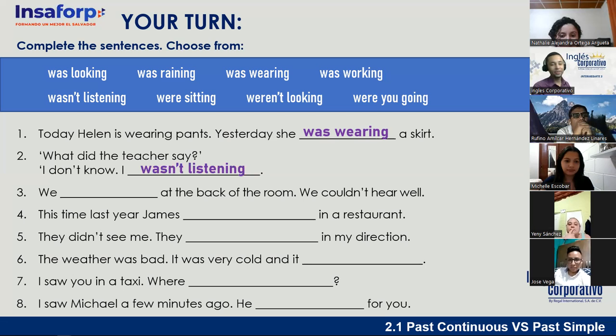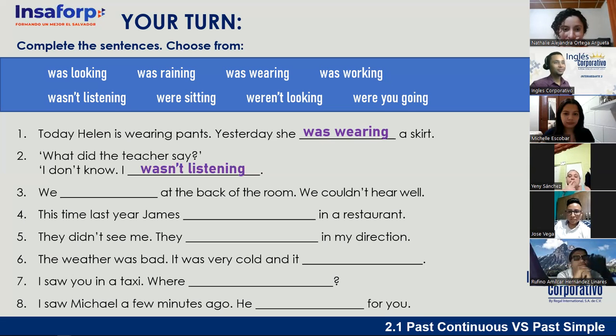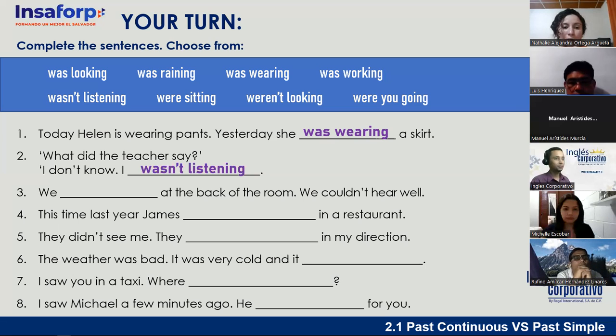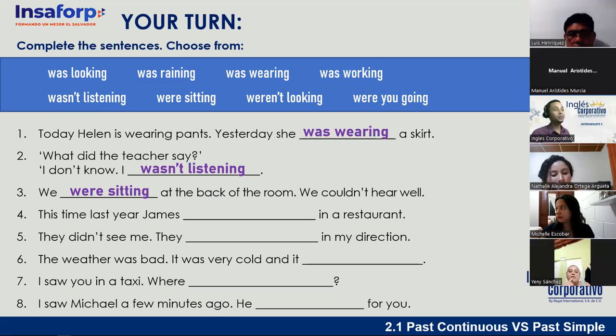Natalie, Alejandra, please. Number three. And then Luis Enriquez, we'll go with number four. We were sitting at the back of the room. We couldn't hear well. Correct. Very good. Luis Enriquez will take number four and Manuel Aristides number five. So thank you, Natalie. Luis, please, number four.